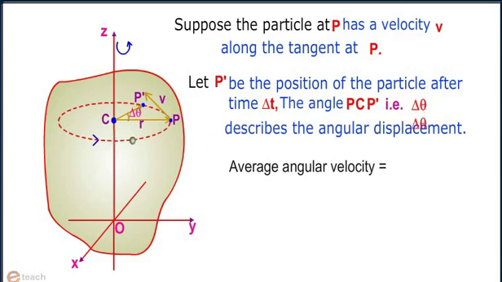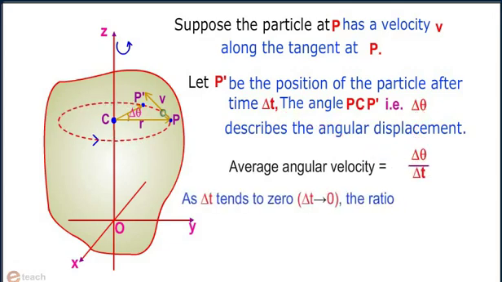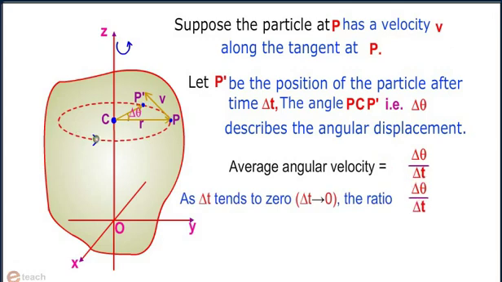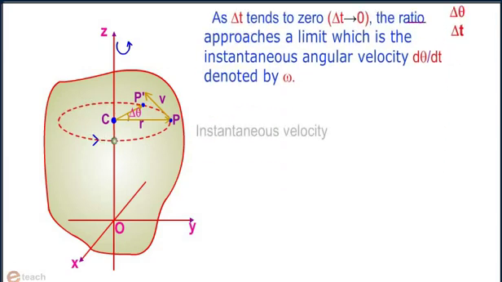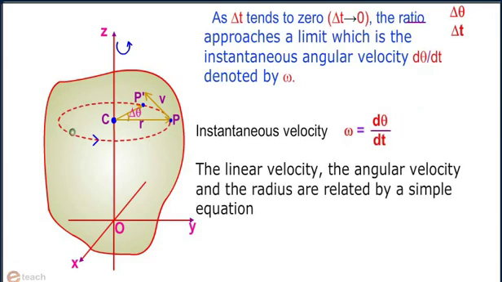Average angular velocity equals delta theta upon delta t. As delta t tends to 0, the ratio delta theta upon delta t approaches a limit, which is the instantaneous angular velocity d theta by dt, denoted by omega. Instantaneous angular velocity omega equals d theta by dt. The linear velocity, the angular velocity and the radius are related by the simple equation v equals omega r.